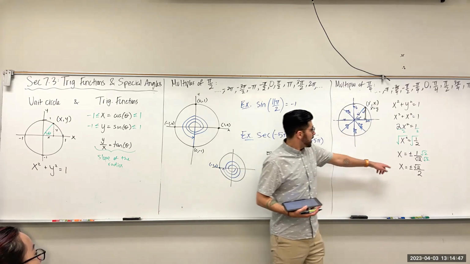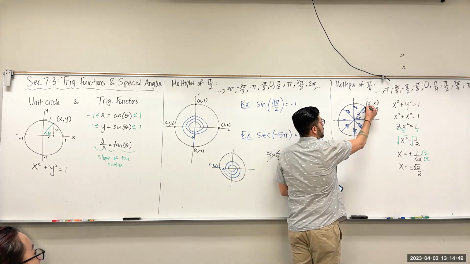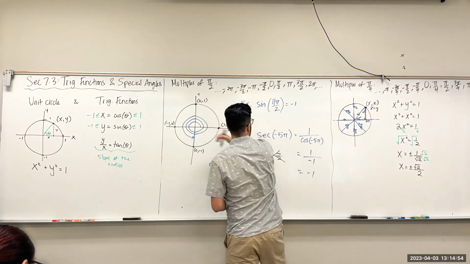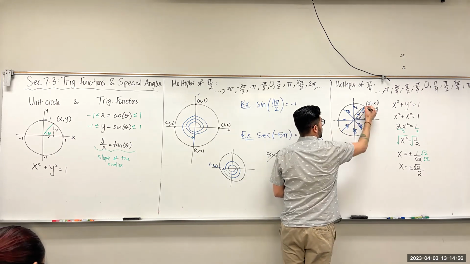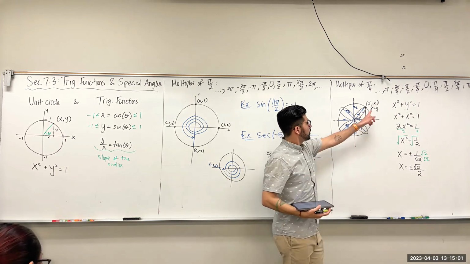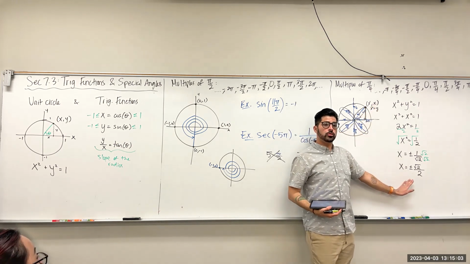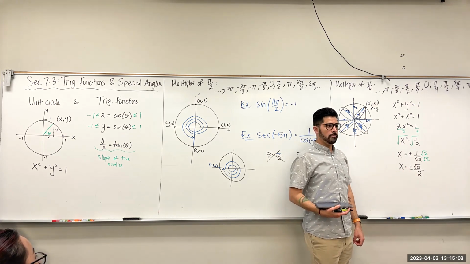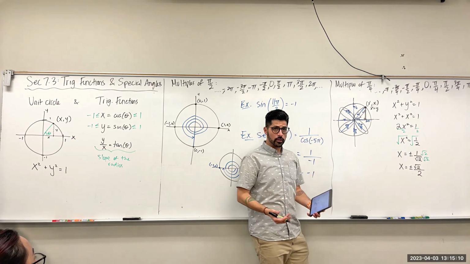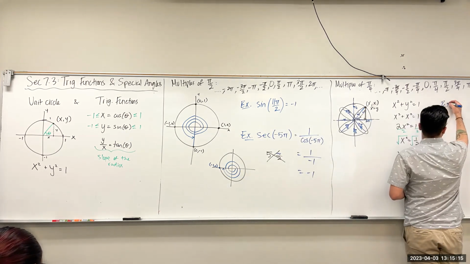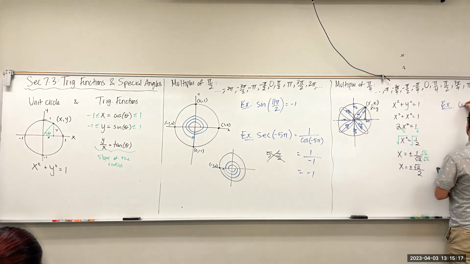What does this tell us? That means that in all of these, except the pi over 2's, the ones that we already dealt with, on these ones here, here, here, and here, the coordinates will be root 2 over 2, and they'll alter in sign depending on where they're at. Okay? So let's try one real quick, and then I'll have you guys try one. Okay, let's say I'm asked to find cosine of 5 pi over 4.